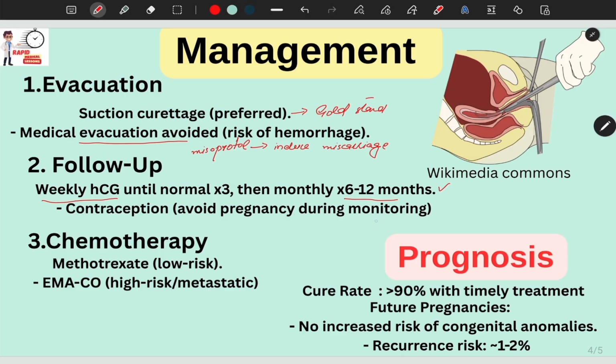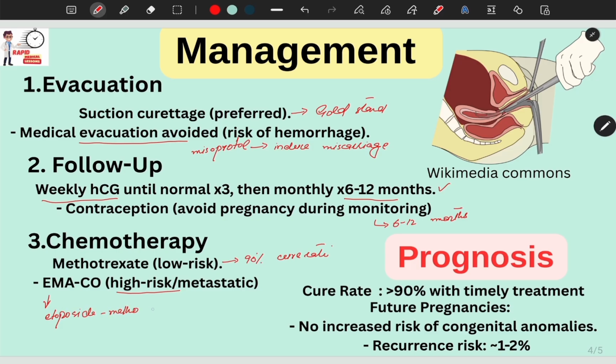The third treatment method is chemotherapy. If HCG levels do not drop, then we go for chemotherapy. For low risk cases, we use methotrexate and it has a 90% cure rate. For metastatic disease, we go for the EMA-CO regimen. What is this regimen? On the first day, we give etoposide, methotrexate, and actinomycin. On the first day, we give three drugs, and on day 8, we give cyclophosphamide and Oncovin.